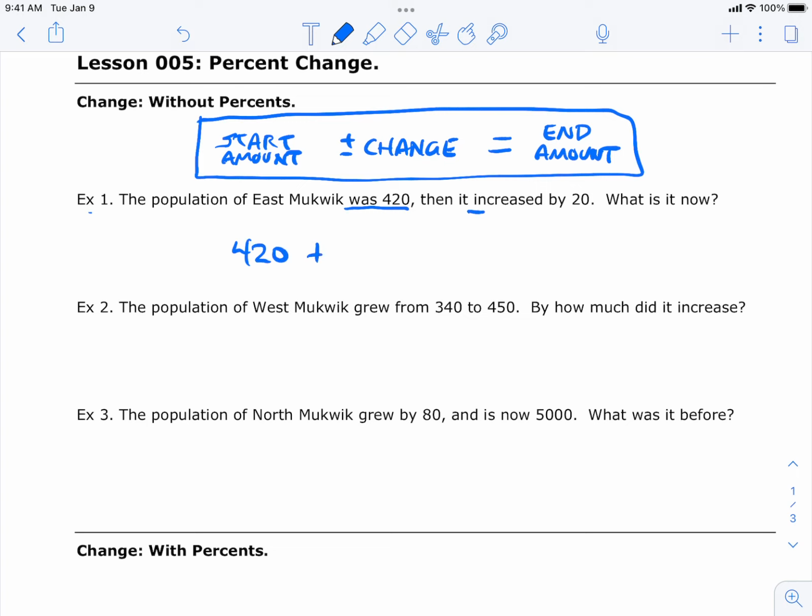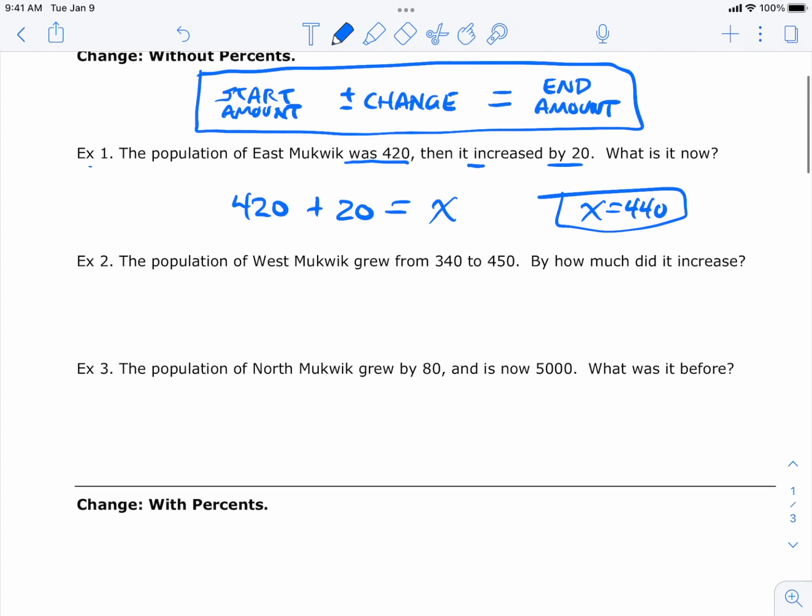Increased means you went up. By 20 means the change is 20. And so the end amount is, well, I guess we could call it an x if we're building an equation, because that's the thing we're solving for. What is it now? Of course, it's not a hard equation to solve. 420 plus 20 is 440 right now. Wasn't that slick? Here's another one. So in other words, there's basically 3 situations we're going to face.